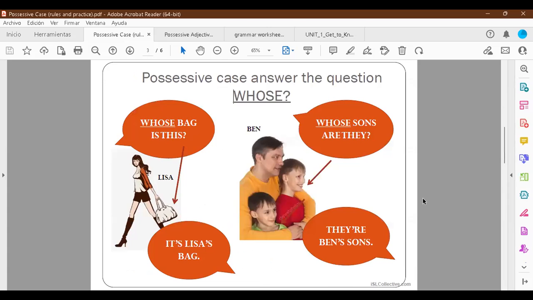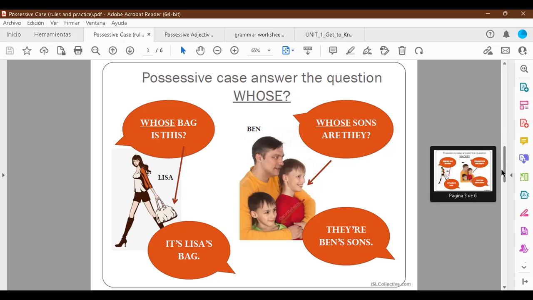With more details about it. Possessive case answers the question whose. El caso posesivo o genitivo contesta la pregunta ¿de quién? Whose bag is this? So this means, ¿de quién? So don't forget this. Whose quiere decir, ¿de quién? Whose bag is this? ¿De quién es esta cartera? It is, or it's, Lisa's bag. Es la cartera de Lisa. Whose sons are they? They are Ben's sons. Okay, ¿qué nos faltó acá? El apóstrofe. The apostrophe, right? Whose bag is this? Okay, whose sons are they?